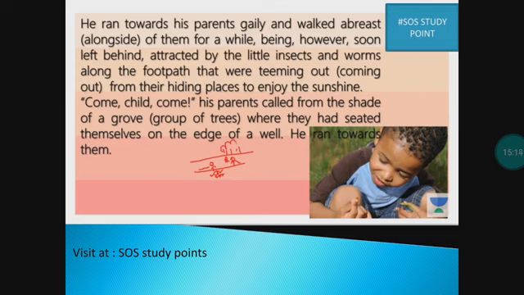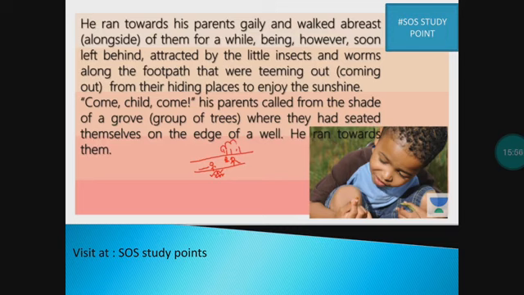He ran towards his parents and walked abreast of them for a while, being, however, soon left behind, attracted by the little insects and worms along the footpath that were teeming out. Teeming out means coming out from their hiding places to enjoy the sunshine. So this was the situation of nature. And also the child was very fascinated. He has a lot of companions with him, like a butterfly, like insects, like other things, where he can take enjoyment. So he was busy with the insects and butterfly. So this was the game of nature.